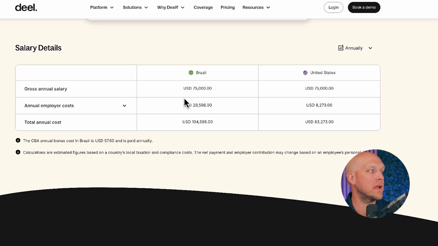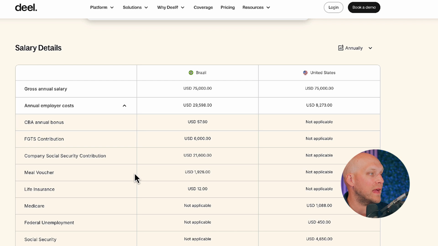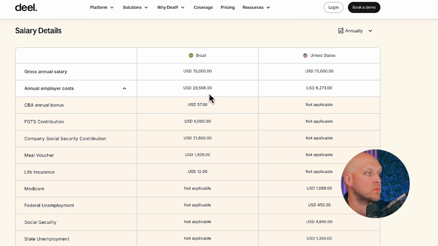So what we're looking at is that gross annual salary. But when you look at total annual cost, it's a lot more expensive to hire an employee in Brazil compared to California. Again, we're not talking about cost of living. If you're paying somebody in California $75,000, you may be paying them much less in other countries just because of the cost of living. I would suggest finding a cost of living calculator online to figure out what that number is for you. But this is what I wanted to highlight right here. You're like, why is it so much more expensive, $29,000 to $8,000?